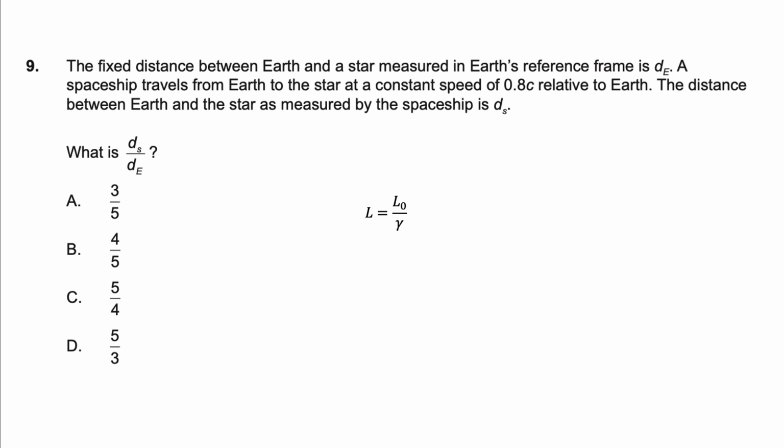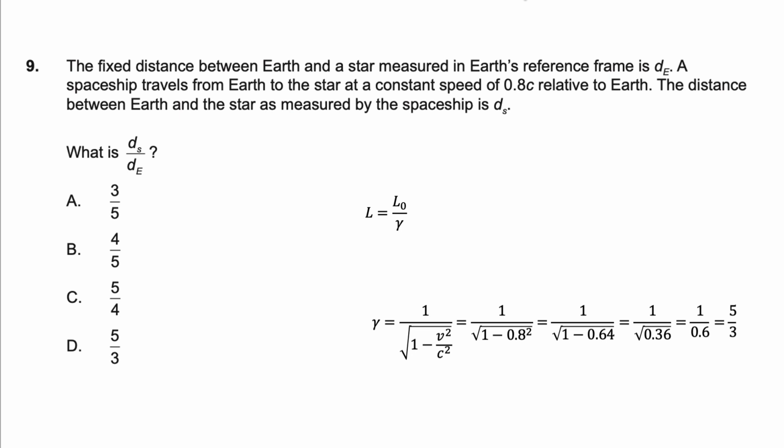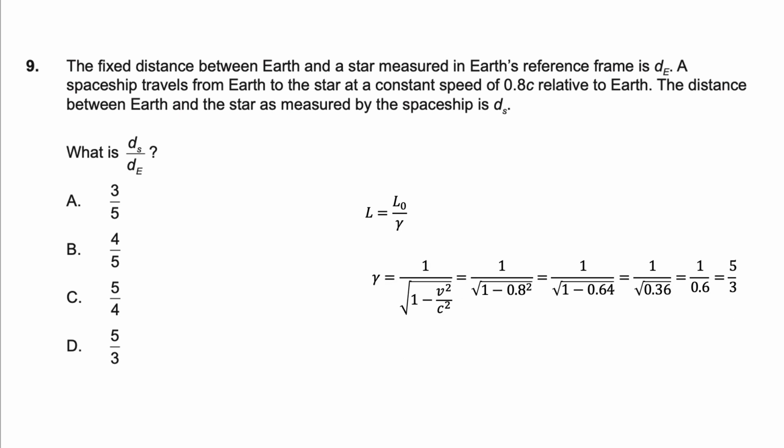In this case, the proper length is the maximum distance attainable, which is the distance between the two objects. So we're going to look at the relationship between those. First thing we'll do is calculate gamma. As I've said before, we've seen this 0.8 before.